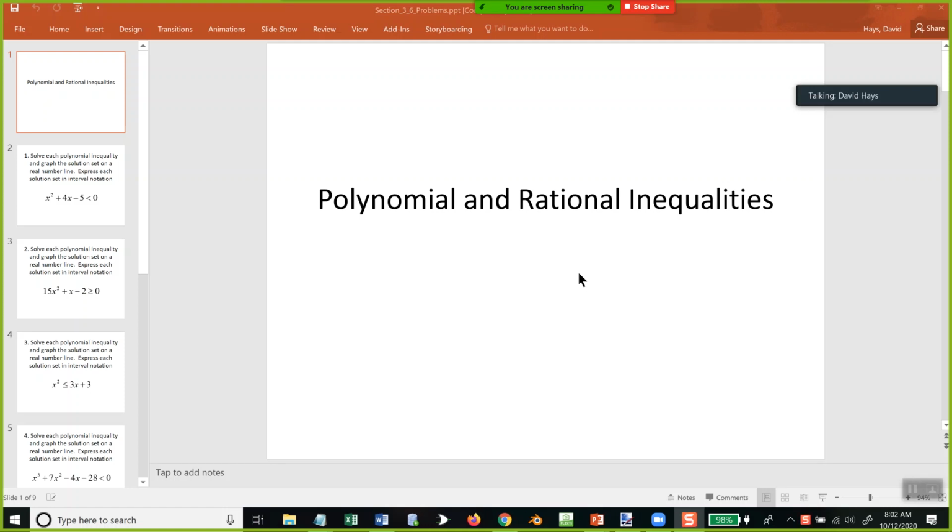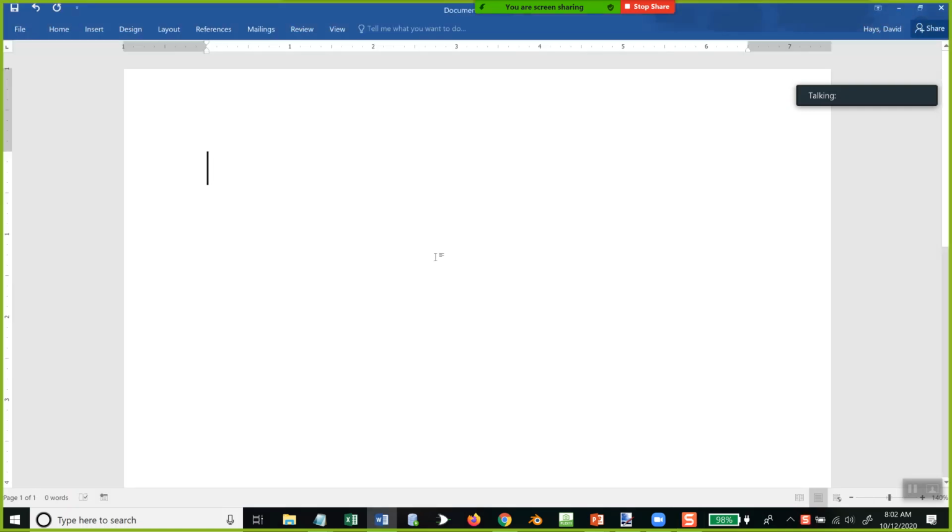This is polynomial and rational inequalities, section 3.6. Now solving polynomial inequalities.